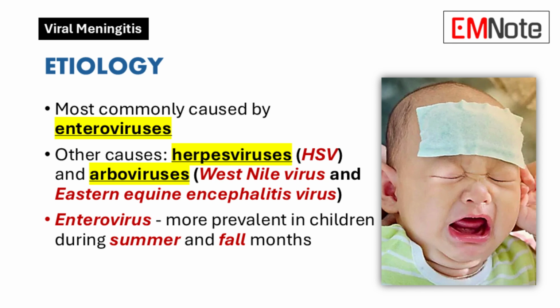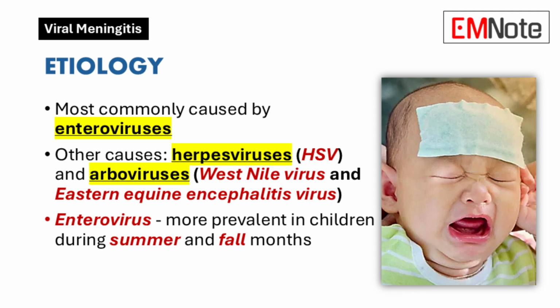Other significant viral pathogens include herpesviruses, such as herpes simplex virus, and arboviruses like West Nile virus and Eastern equine encephalitis virus. The specific virus involved can often be linked to the patient's exposure history and the time of year, as certain viruses are more prevalent during specific seasons.